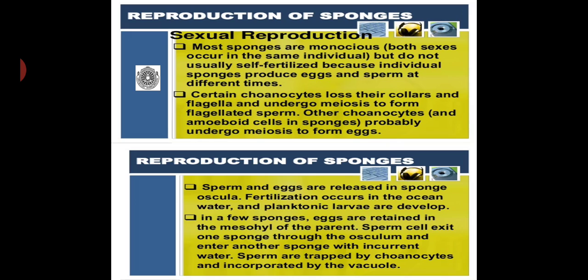Sperm and eggs are released in sponge through oscula. Fertilization occurs in the oceanic water and planktonic larvae develop. In a few sponges, eggs are retained in the mesophyll of the parent. Sperm cells exit one sponge through the osculum and enter another sponge with incurrent water, that is, through the canal system. Sperm are trapped by choanocytes and incorporated by the vacuole.